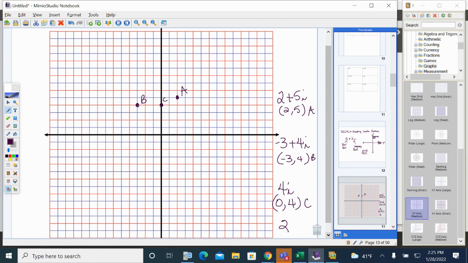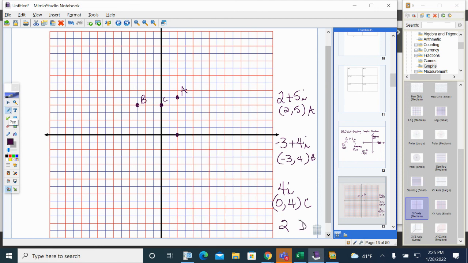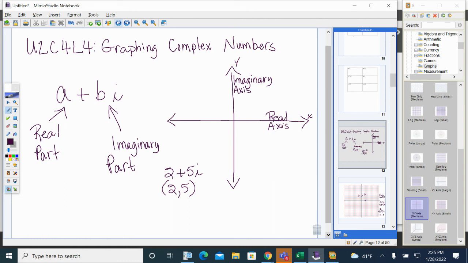And if I give you just a plain real number, like let's say 2, that is the real part. There's no imaginary part. So we're going to put a dot at 2, and we'll call that D. So that is how you graph complex numbers on a complex coordinate plane. So again, those are your notes for Unit 2, Chapter 4, Lesson 4.